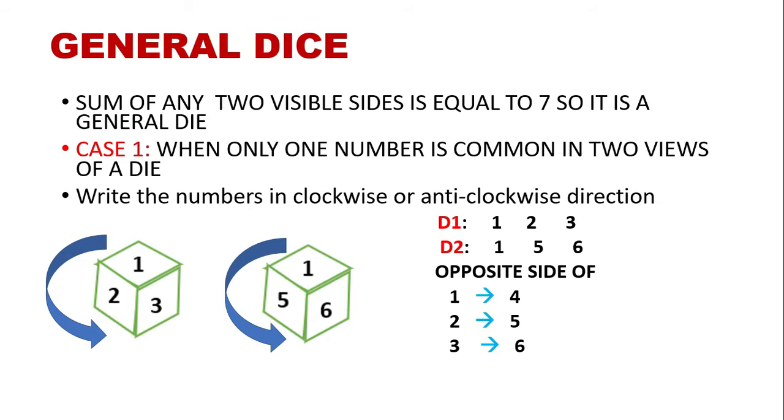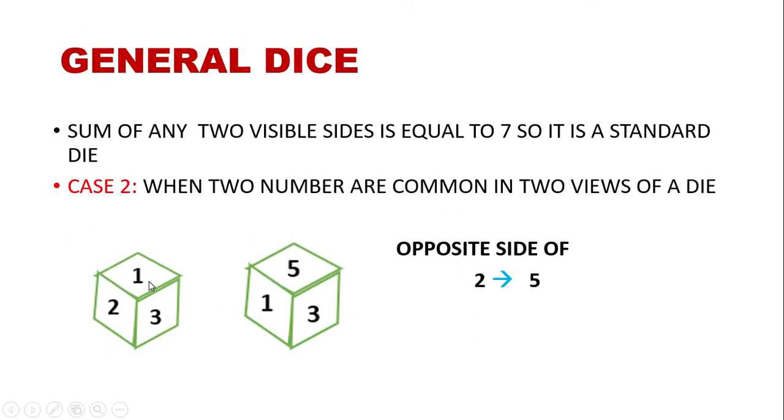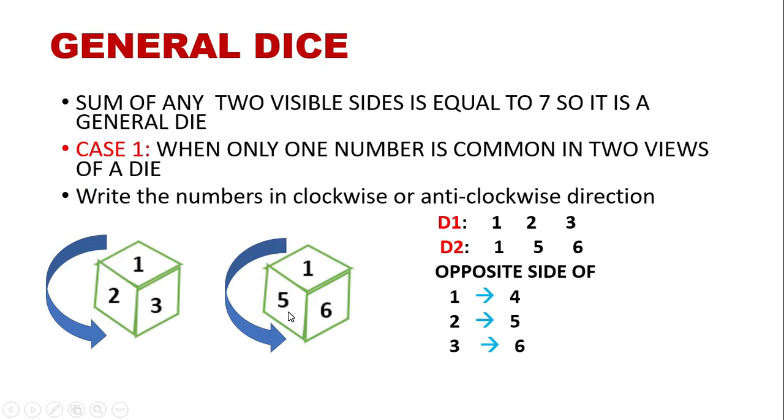In the case of a general die, the sum of any two visible sides is equal to 7. So in this case, the sum of 1 plus 6 is equal to 7. So these two dice are considered to be the general die. So here in the case of a general die we have two different cases. One is the dice which has a common number. Here only one number is common. In the other case we have two numbers common, that is 1 and 3 in this die, and in this view 1 and 3. So we have two different cases.